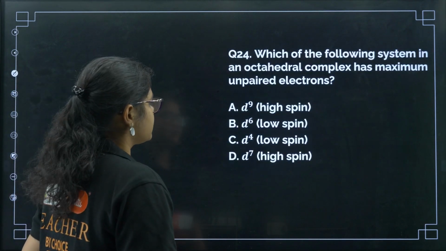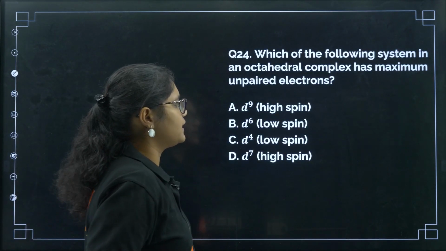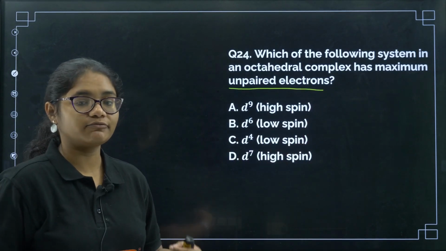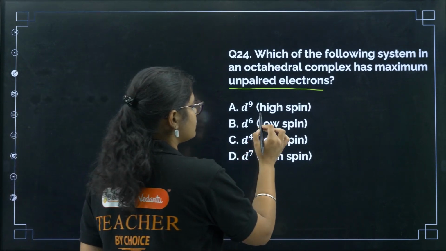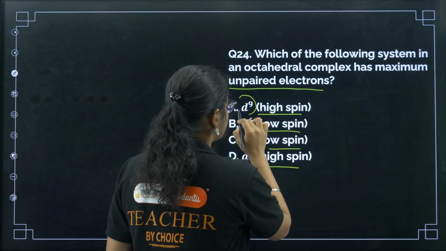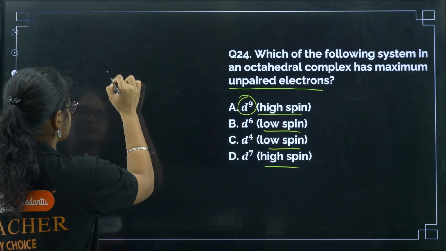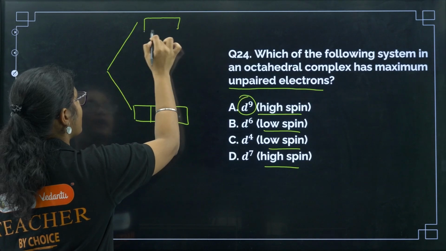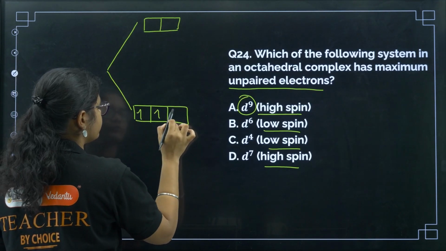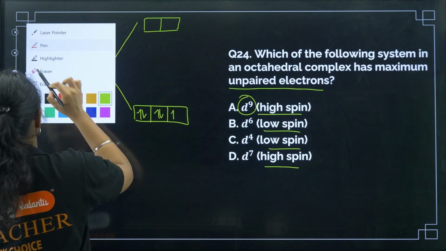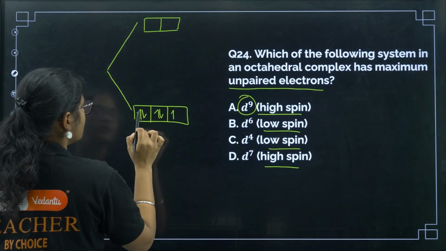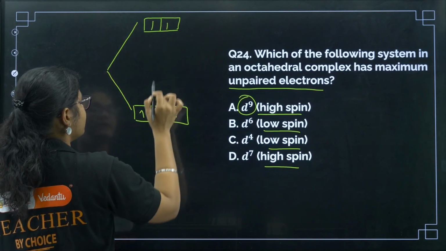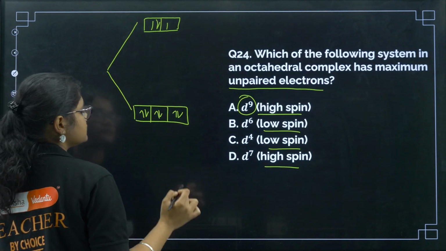Okay. Next, question number 25. Which of the following systems in an octahedral complex has the maximum number of unpaired electrons? We need the maximum number of unpaired electrons. So for that you should know how to write the electronic configurations, right? d9 high spin. So what is that configuration? We have t2g and eg. Sorry, we need high spin, so pairing will not take place. First it will go to the higher level. 1, 2, 3, 4, 5, 6, 7, 8 and 9. So what is the configuration here?